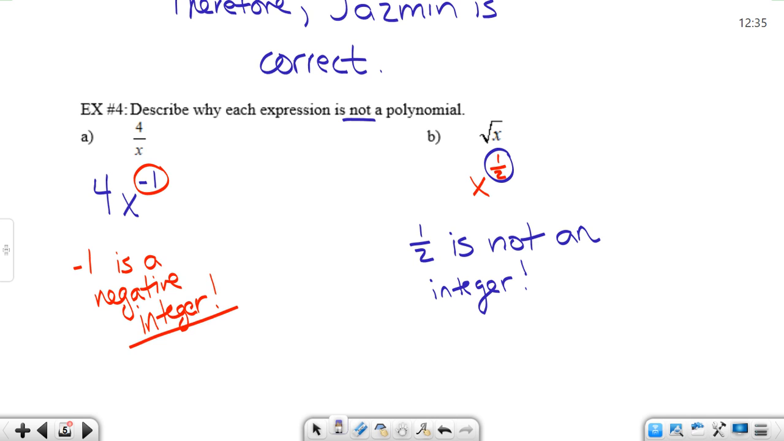Remember, 1/2 is what we call a rational number. Rational numbers are numbers that are written as fractions. So again, the square root of x, which can be written as x to the 1/2, is not a polynomial. Why is it not a polynomial? Because 1/2 is not an integer. So guys, the dead giveaways on these are going to be the negative exponents and the fractional exponents. As soon as you see those, you will automatically know that the expression is not a polynomial.